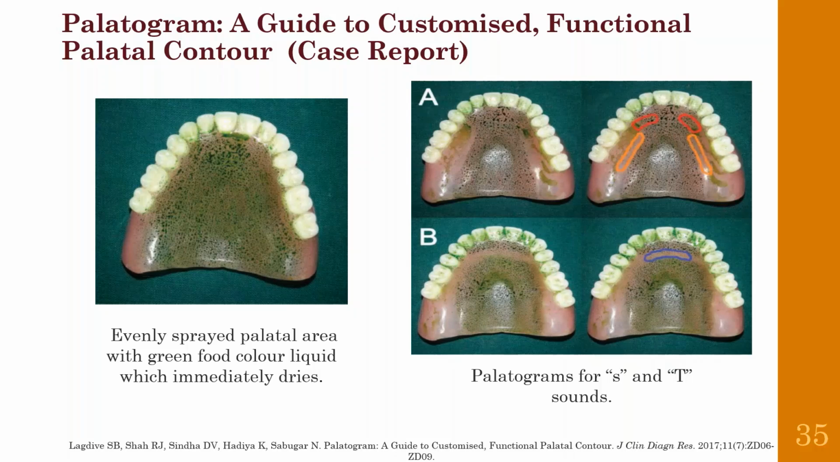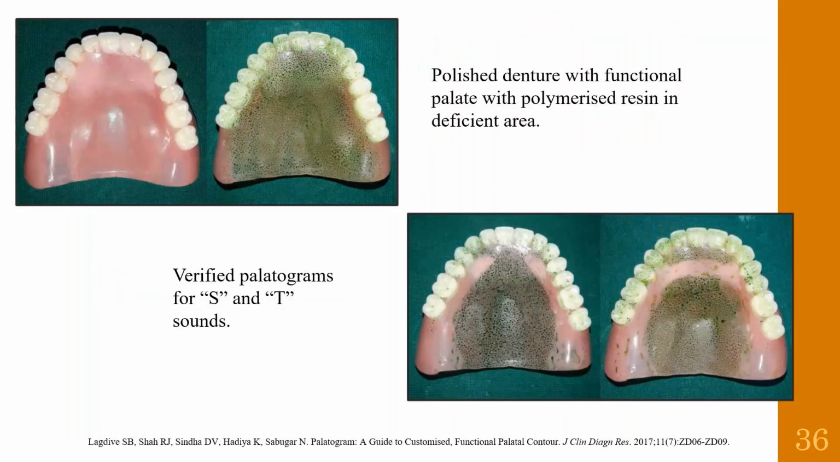The image shows the palatogram for S and T sounds. The red outlined area shows the under-contoured palate, and the orange outlined area shows the over-contoured area. The blue outlined area shows the under-contoured area of the palate. The over-contoured area was trimmed, and in the under-contoured area, tissue conditioner was added, after which the patient was asked to pronounce to, show, so repeatedly for 10 minutes at a faster rate to record the tongue activity during speech.